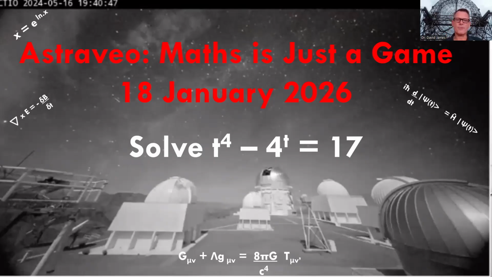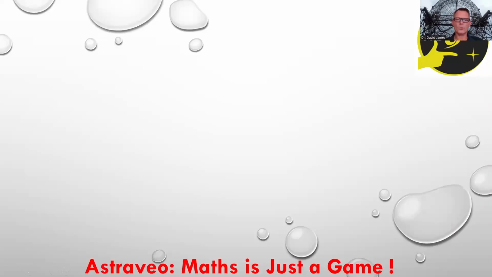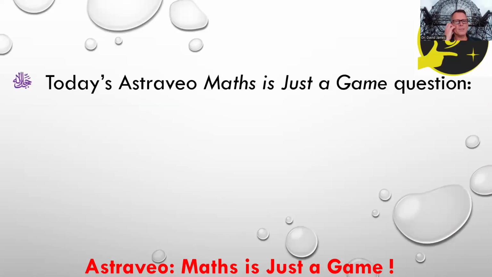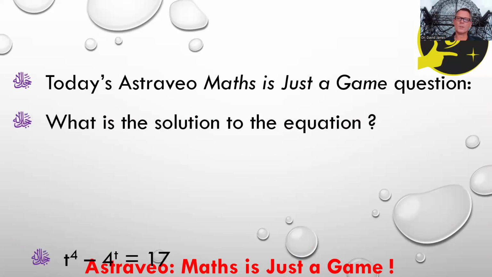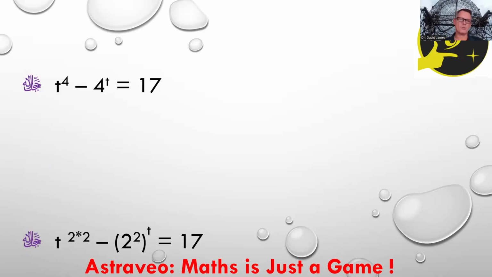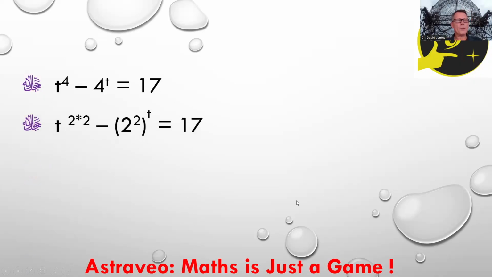Let's have some fun. I'm seeing if I can change screens here because I'm now doing it on a laptop instead of on the board like I was doing before. So just to reiterate, here is our Maths is Just a Game question for this week. What is the solution to the equation t to the power 4 minus 4 to the power t equals 17? Again, at first glance, you may be thinking, oh my gosh, this is really difficult. But it actually isn't. So I'm going to put the equation back up.